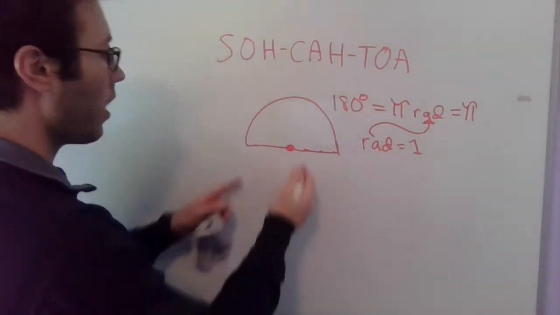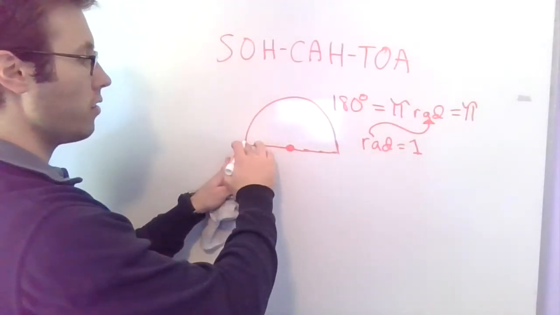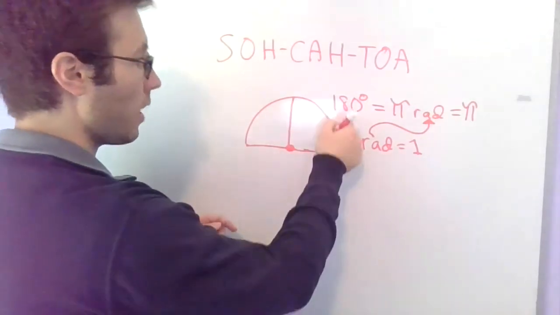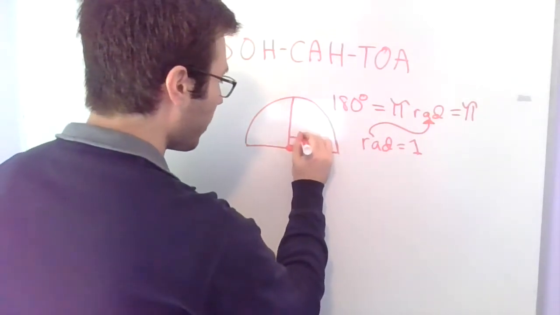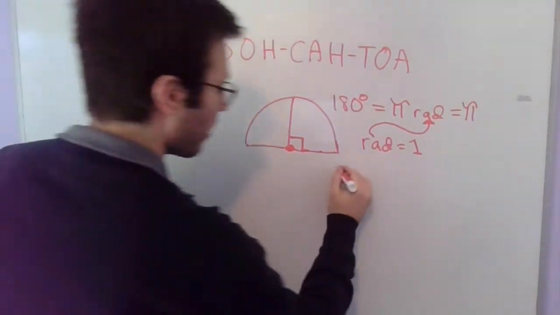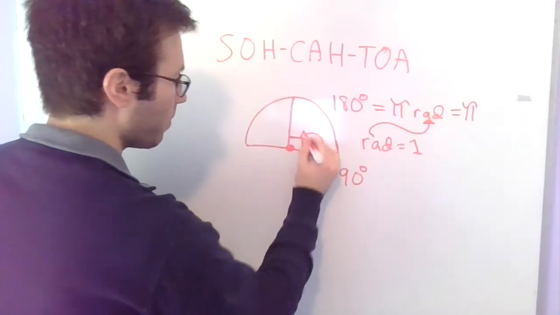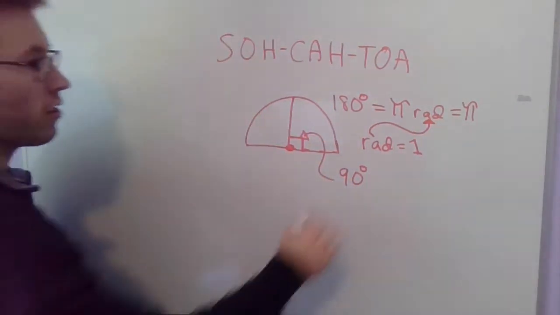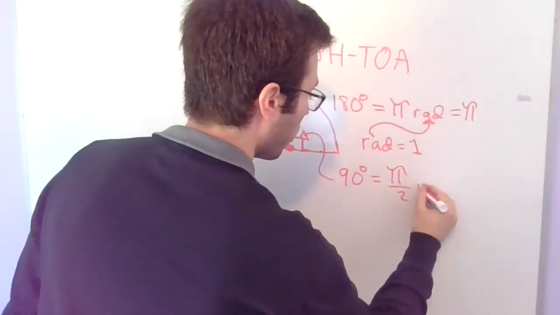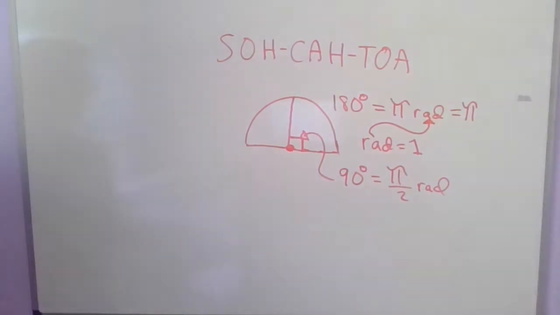And if we were going to cut this in half, so from here to here is 180 degrees, we take 180 divided by 2, and we see that this is a right angle. So this would be 90 degrees right there. In other words, this was pi radians, so this would be pi over 2 radians, the measure of just that angle right there.